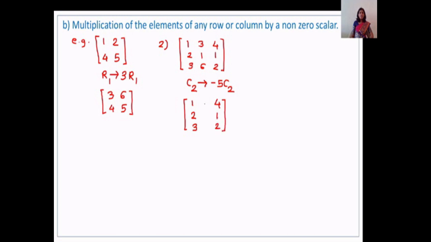There is a change in the second column. Multiply minus 5 to each and every element of the second column. That is minus 5 into 3, which is minus 15. Then 1 into minus 5, which is minus 5. Then minus 5 into 6, which is minus 30. So this is the multiplication of the elements of any row or column by a non-zero scalar.